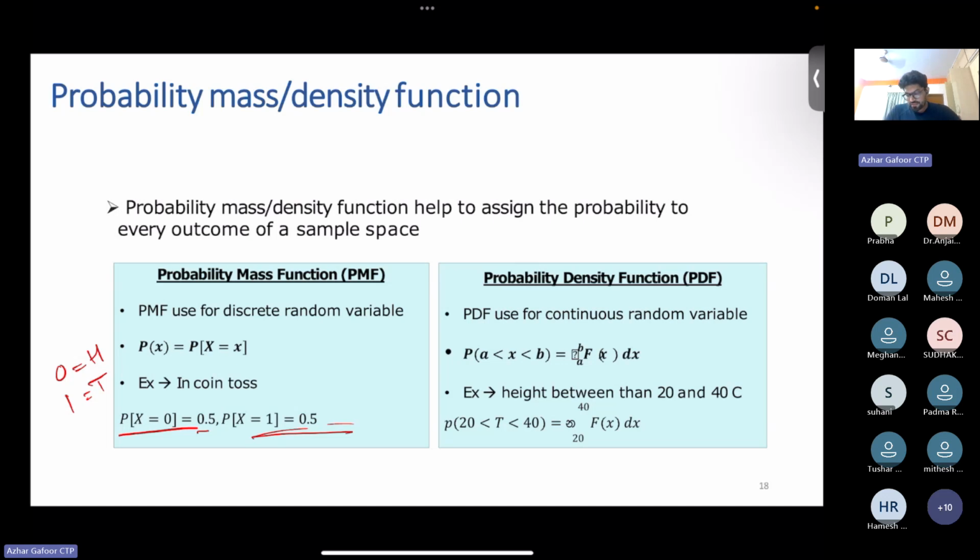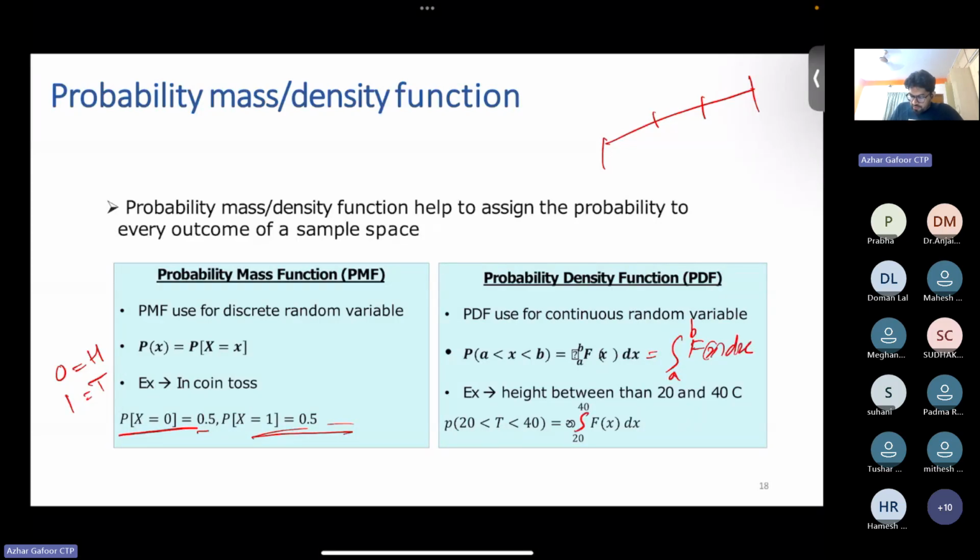Coming to the probability density function, it is continuous in nature, so it cannot be defined at a single value, as we have discussed in the previous slide. Like the example on a number line, it is always defined between two numbers or limits. So this is actually the integral from a to b of f of x dx.